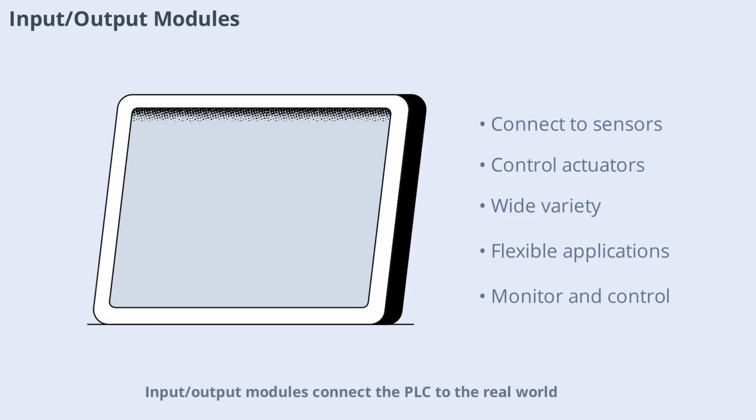Input-output modules connect the PLC to the real world. Input modules receive signals from sensors, switches, or other devices, while output modules send commands to actuators like motors or LEDs. These modules are crucial for monitoring and controlling processes. Manufacturers offer a wide variety of I/O module types, ensuring compatibility with different sensors and actuators. The flexibility of I/O modules allows PLCs to adapt to various industrial applications.